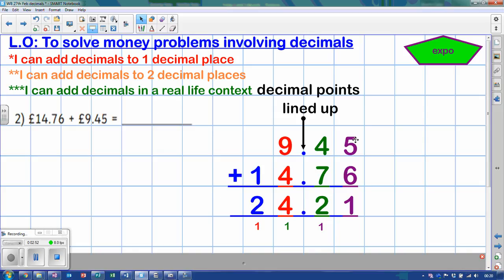So by working in columns and making sure those decimal points are always lined up, and using our column addition skills, it's nice and easy to get the right answer.